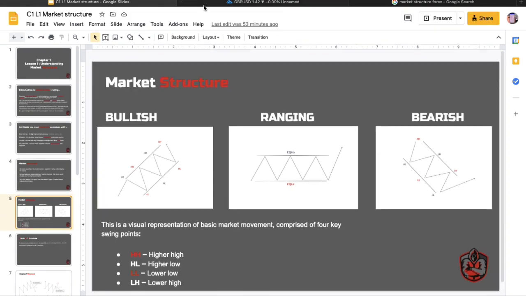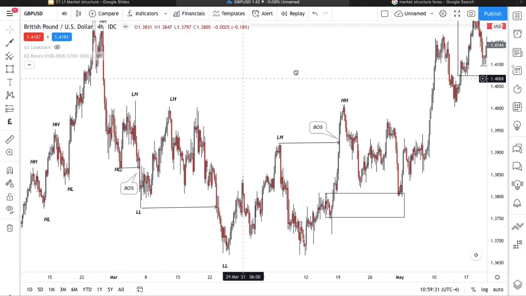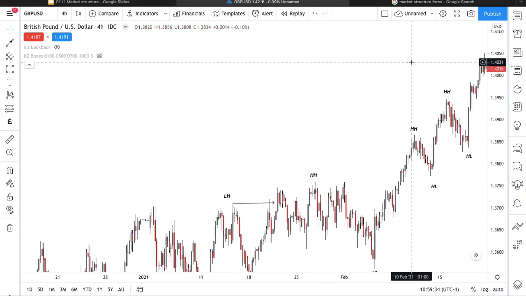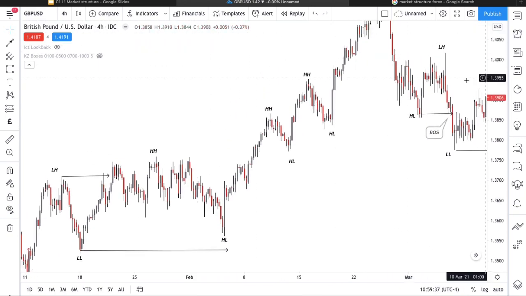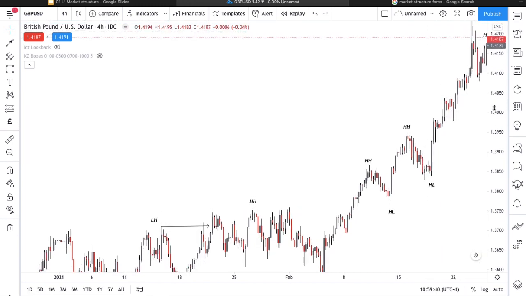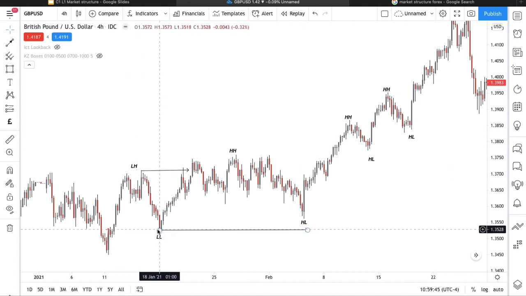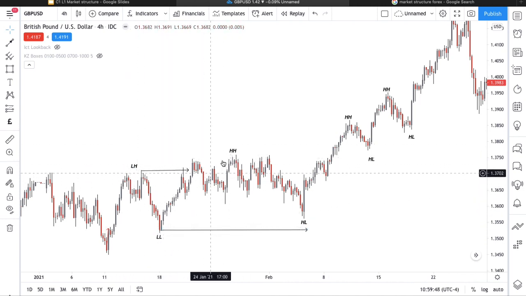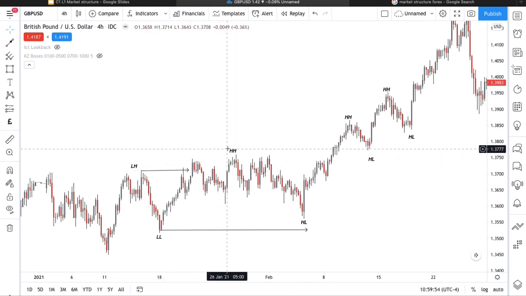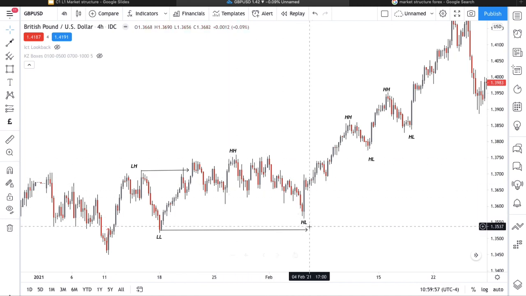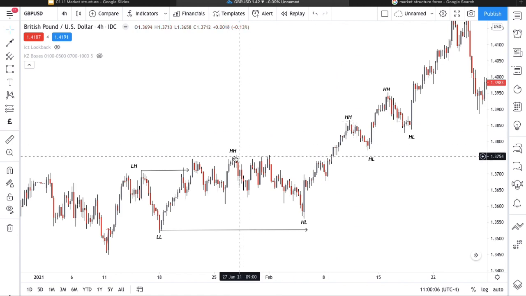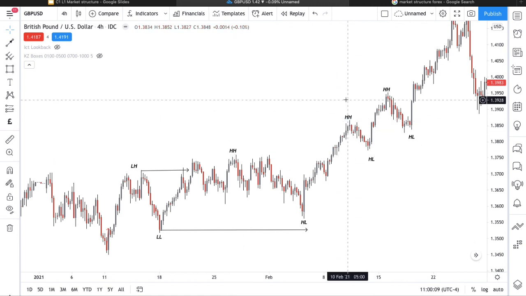Now, if I just show you an example on GU, right over here, we can clearly see price is printing a series of higher highs and higher lows, right? As we can see here, this was a lower high, then we have a lower low. Price impulses over to the upside, closing above this lower high over here, therefore printing a new higher high. When price then pulls back, it fails to close below this low, therefore creating a higher low. And then price impulses over to the upside, closing above this higher high, therefore creating an even higher high. And then so on, so on.